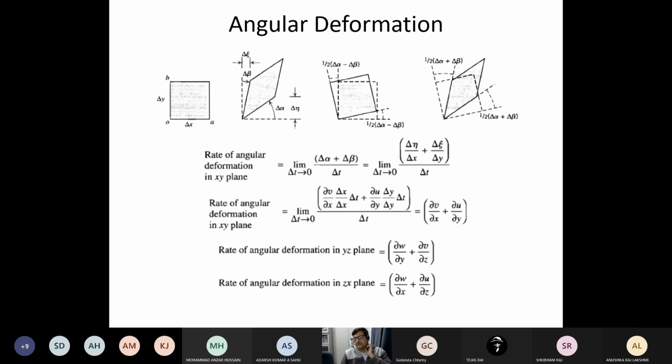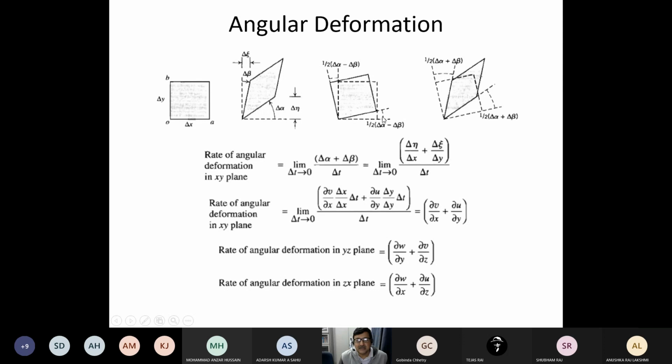Then we'll go for the... Let us look at the angular deformation first. Then we'll go for the rotational motion. What is an angular deformation motion? What we have defined. Say suppose this is my delta x, this is my delta y. And then, how do I obtain this?